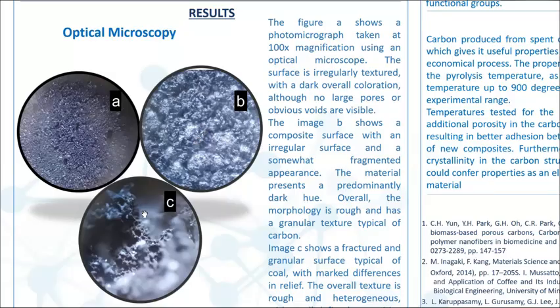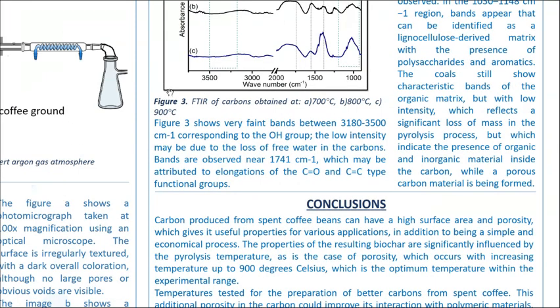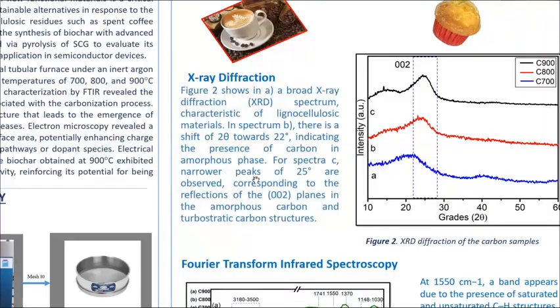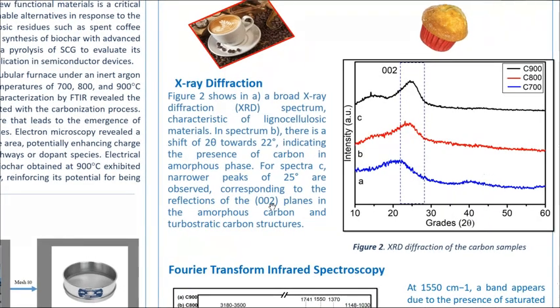As shown in Figure C, which corresponds to the carbon obtained at 900 degrees Celsius, it has a more porous structure, indicating that the heat treatment temperature has a pronounced effect on the generation of porosity due to the evaporation of volatile compounds, resulting in an increase in surface area. Therefore, as part of a composite, it would facilitate interaction with a polymer matrix. Figure 2 shows the X-ray diffraction analysis of the carbon samples.